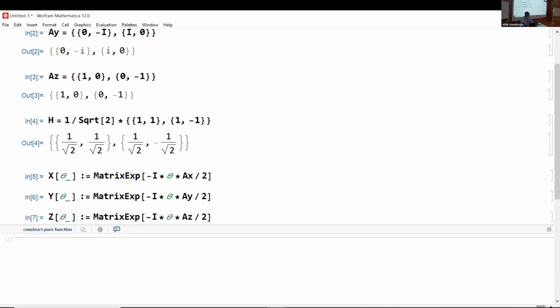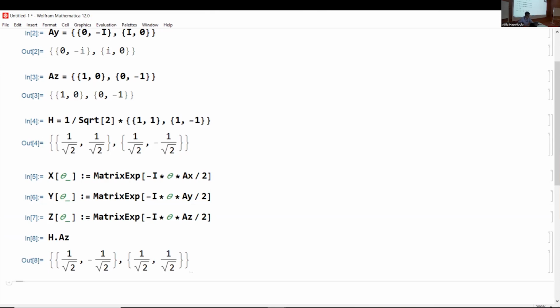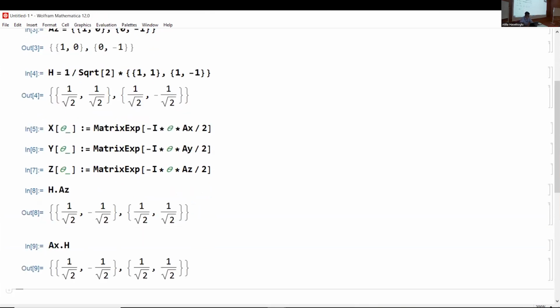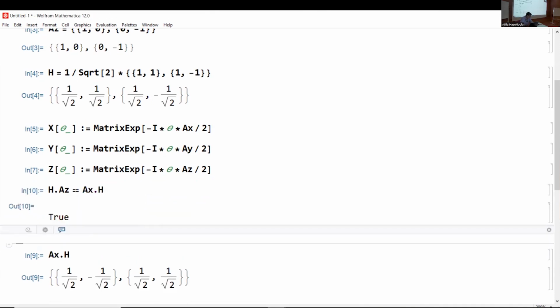And then you can prove the different identities. For example, H into AZ and AX into H, they are equal. Okay, so HZ is equal to XH, right? So, is this true? Yes, it's true. So, all of these identities can be proven by explicit calculation.